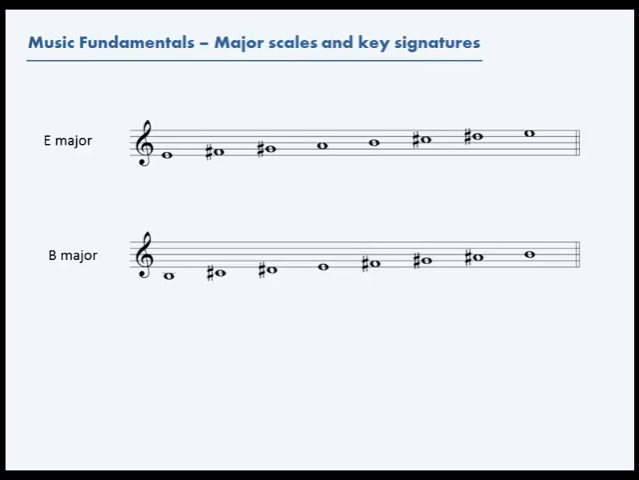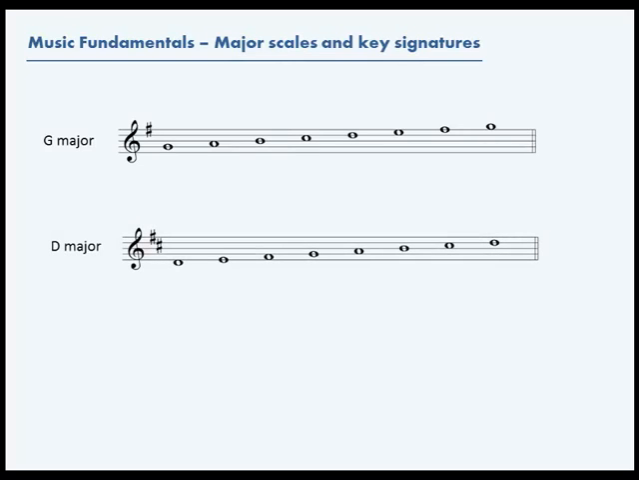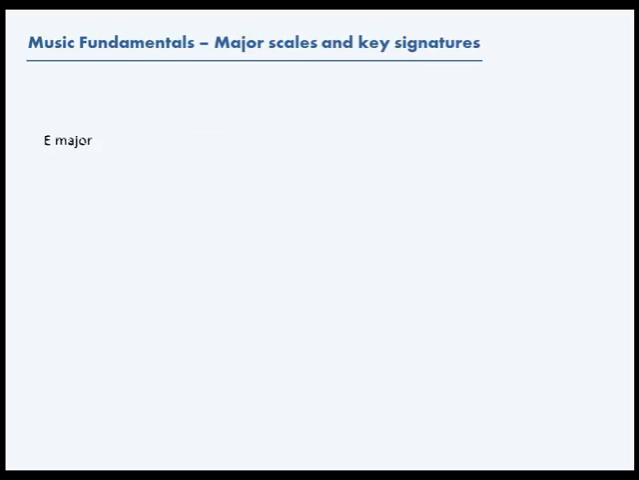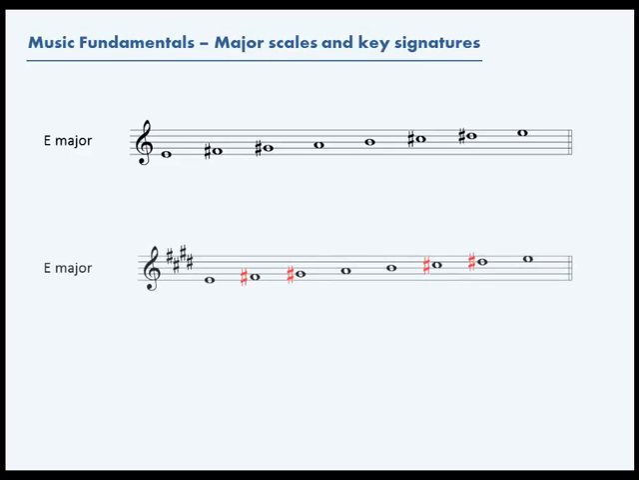Since the accidentals are always added in the same order, it's become the convention to show them at the beginning of the staff in a key signature. So 1 sharp, always F sharp, represents a G major scale. Two sharps, always F sharp and C sharp, would stand for a D major scale, and so on. Here's the E major scale with the accidentals written in, and now here's the same scale with a key signature. Notice the four sharps are added in order, F, C, G, and D.